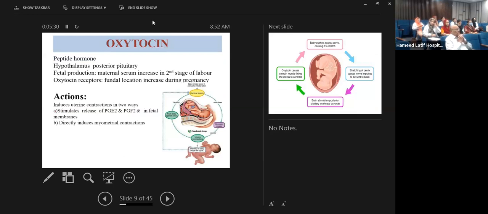Now, the second most important hormone is oxytocin. It is a peptide hormone. When the hypothalamus sends impulses to the posterior pituitary, it is released. Its receptors are mostly present on the fundus, and they increase during pregnancy. It induces uterine contractions in two ways: it stimulates the release of prostaglandin E2 and prostaglandin F2 alpha in the fetal membranes, and it also directly induces myometrial contractions through phospholipase C.